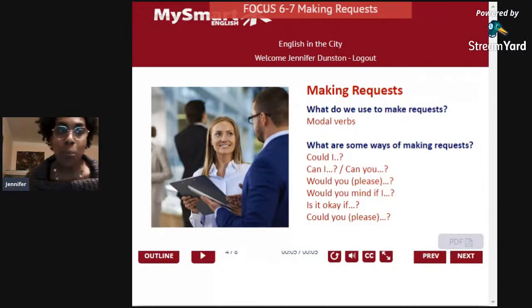So keep in mind our modal verbs when we're making requests. And at the end of a request, what word do you tack on at the end? Please. Could I have a cup of coffee, please? Would you make me a cup of coffee, please? Is it okay if I have a cup of coffee, please?